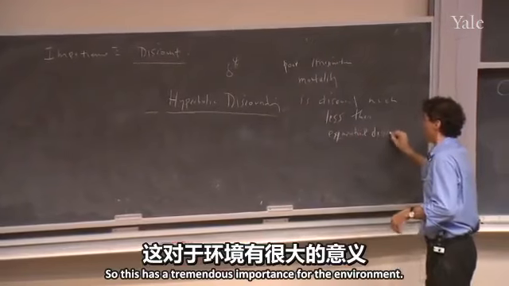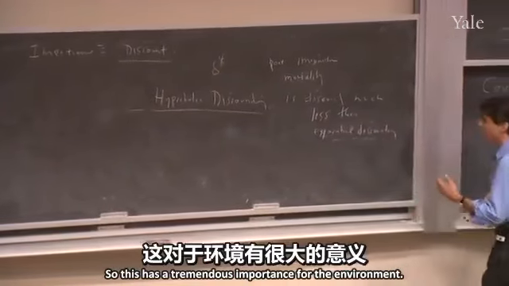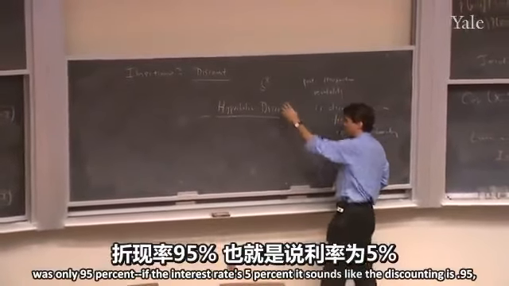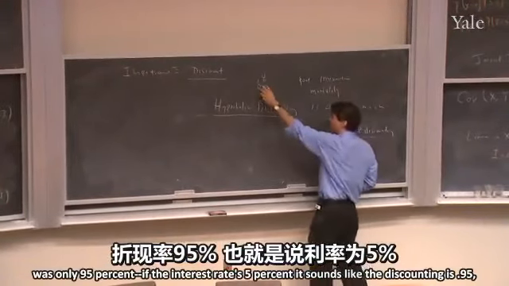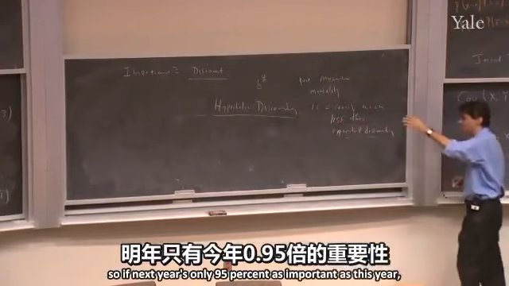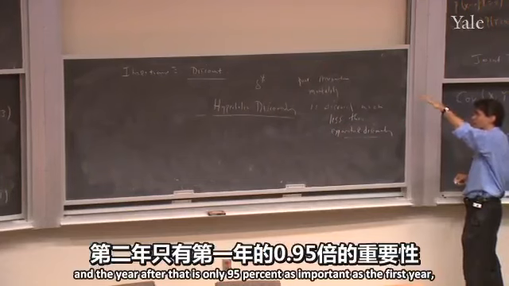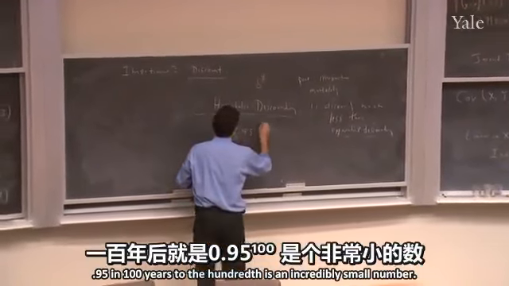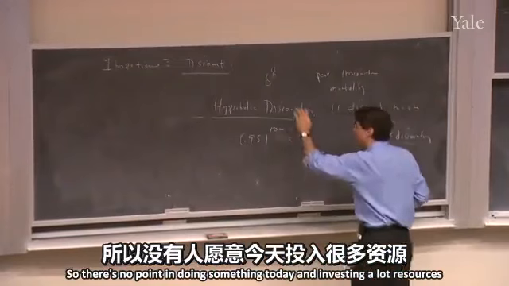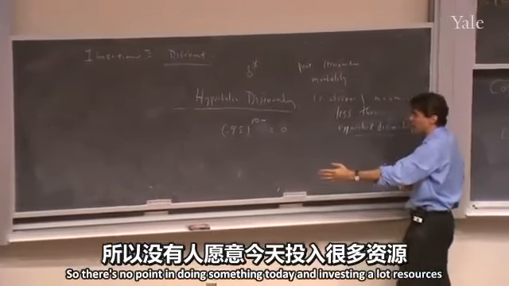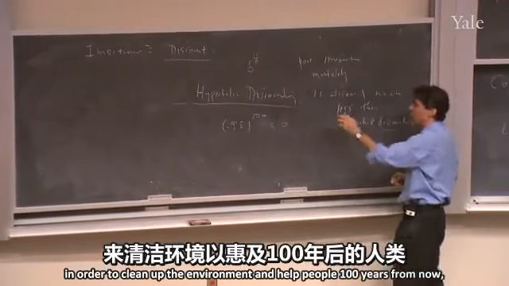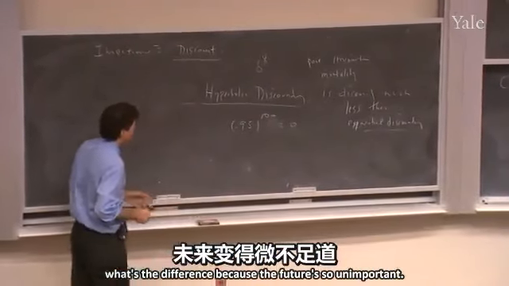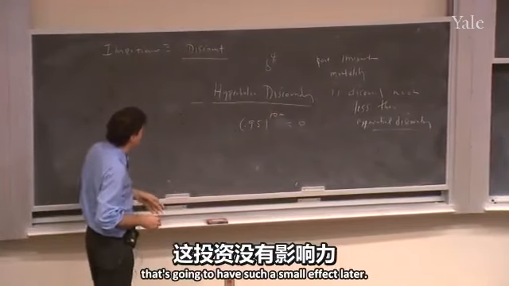So this has a tremendous importance for the environment. If you thought that people exponentially discounted, like they thought each year was only 95% as important, as if the interest rate's 5%, so the discounting is 0.95. If next year's only 95% as important as this year, and the year after that is only 95% as important as the first year, 0.95 to the 100th is an incredibly small number. So there's no point in investing a lot of resources today to clean up the environment and help people 100 years from now, because the future is so unimportant. You shouldn't be investing resources now to do something that's going to have such a small effect later.